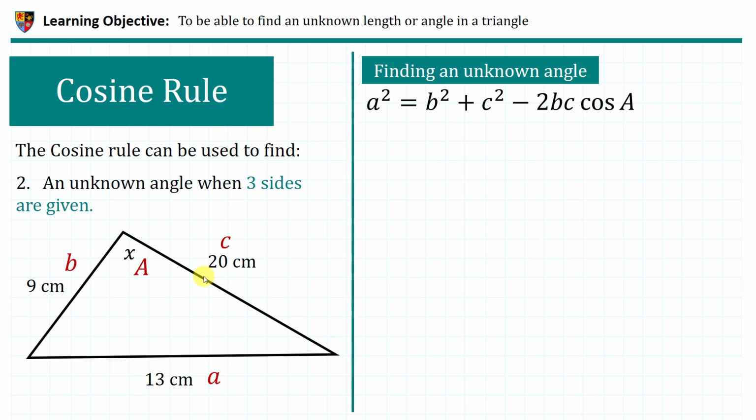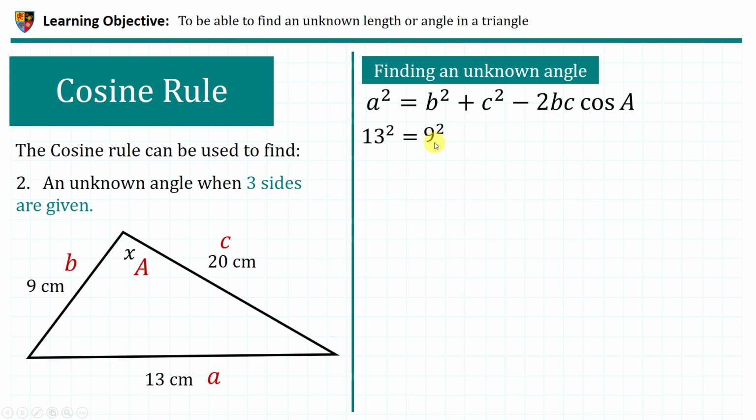Once you have labeled up, you do your substitution. So we have 13 squared because a is 13, lowercase a. I don't do that enough, talk about the lowercase and capital A. So that's a target for me.